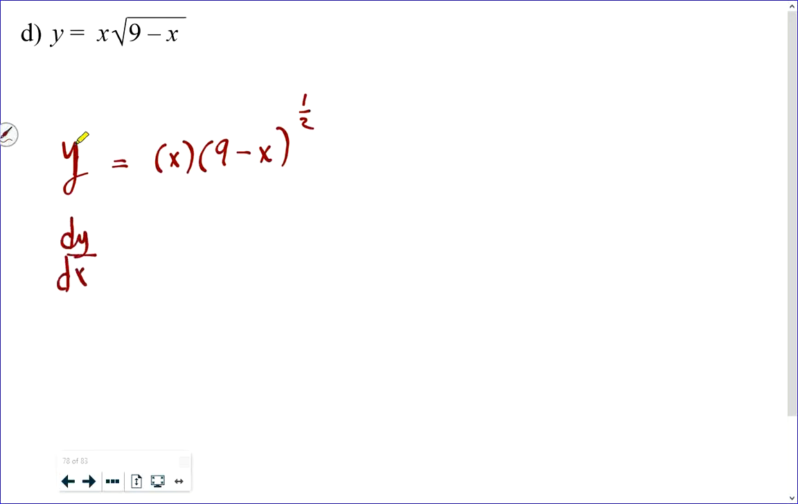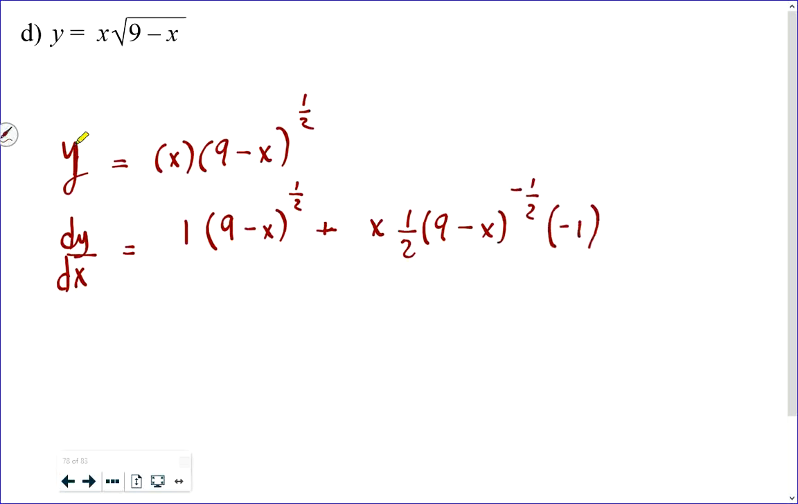So dy dx is equal to the derivative of the first times the second, my mistake, plus the first, which is x, multiplied by the derivative of the second, which is 1/2 times 9 minus x raised to the negative half times negative 1. And I would like everybody to just soak that in. Just look at that for a second and make sure that you understand why I've written what I've written.